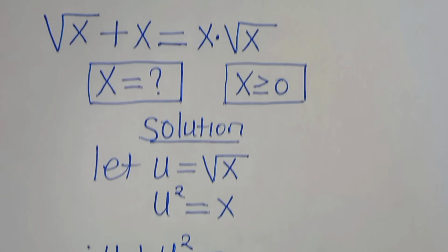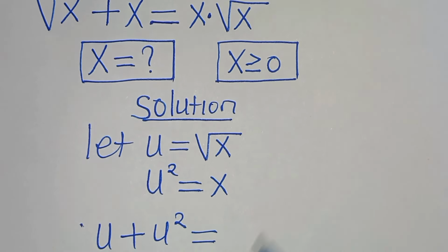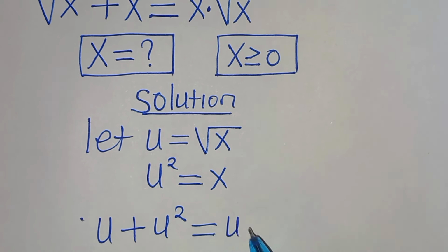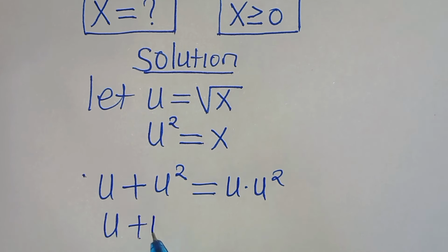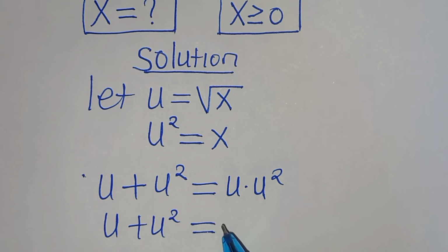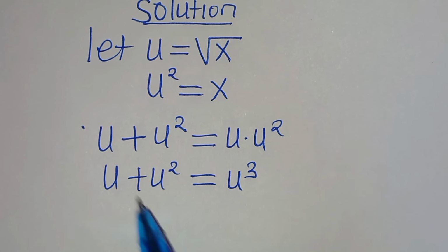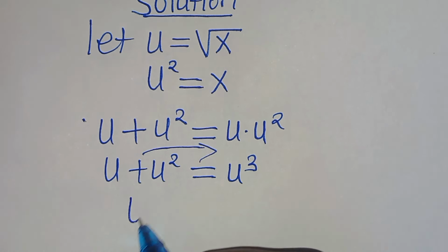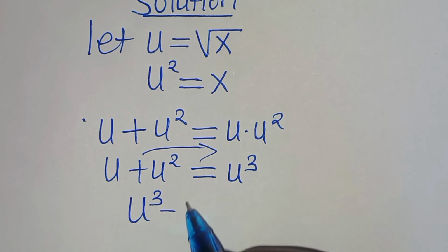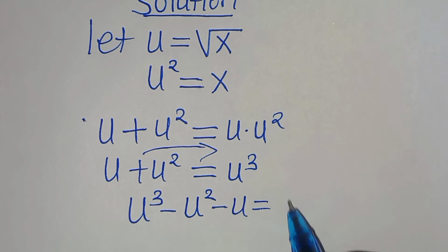This is equal to, now here we have x times square root of x. So this implies that here we have u multiplied by u to the power of 2. So we have u plus u to the power of 2 equal to u to the power of 3. So let's take u plus u squared to the right hand side, so that now we have u to the power of 3, subtract u to the power of 2, then subtract u. This is equal to 0.